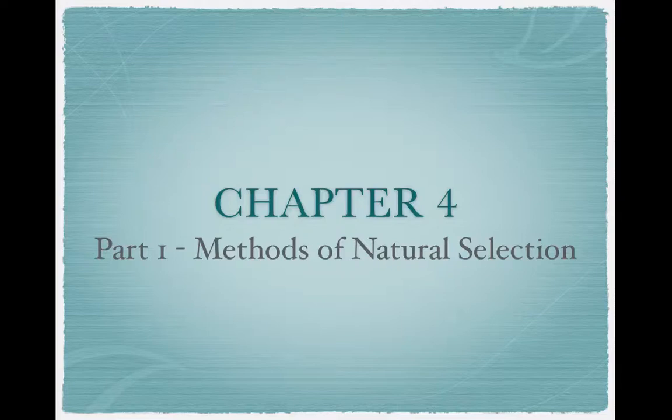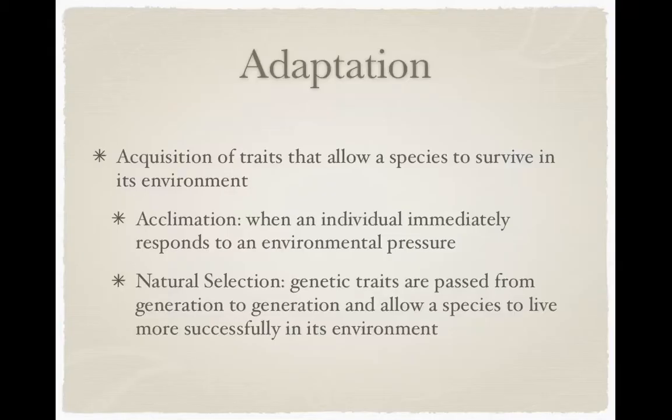Chapter 4, Part 1 of the notes, we will talk about the methods of natural selection. The first part of natural selection is the idea of adaptation. Adaptation is a trait that a species has that allows it to survive in its environment. This can be viewed in two different ways.